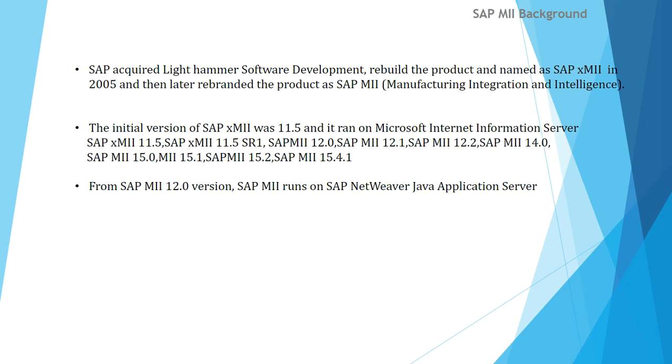The initial version of SAP xMII was 11.5 and it was running on Microsoft Internet Information Server, IIS. But later, from 11.5, the version starting from 12.0, SAP MII runs on SAP NetWeaver Java Application Server.